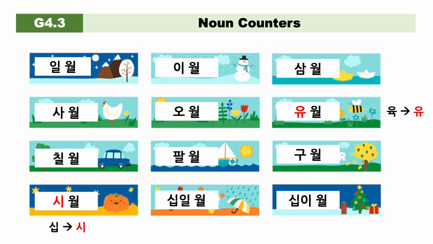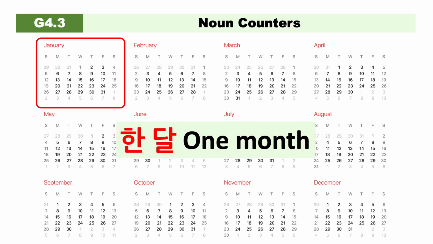Before the counter, the number 6 changes its form to 6, the number 10 changes its form to 시. On the other hand, when counting months to indicate how many months something lasts, use the counter 달, along with native Korean numbers.